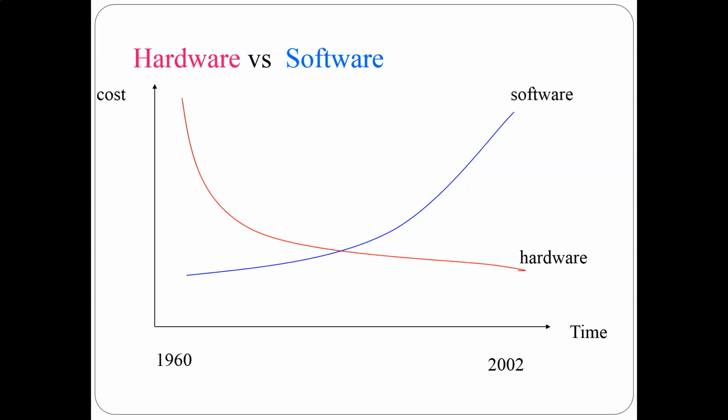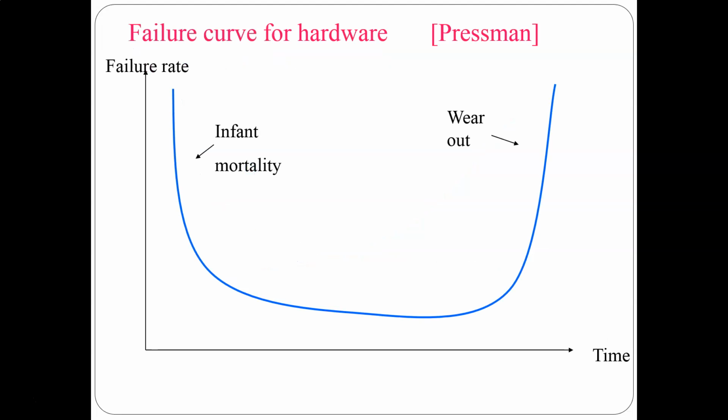Here you can see a hardware curve with the cost. Cost has been decreasing with time. With technological development, hardware improvement is very high, and integration and ICs are coming, so the cost is reduced. Software cost, with time, has increased. Why is that? Because people are using more and more software to automate their problems, so the software cost is increased. Here is the failure curve for the hardware, how failure happens in the hardware.